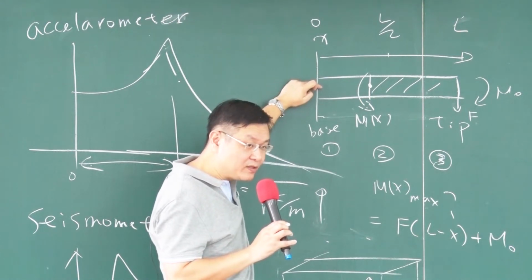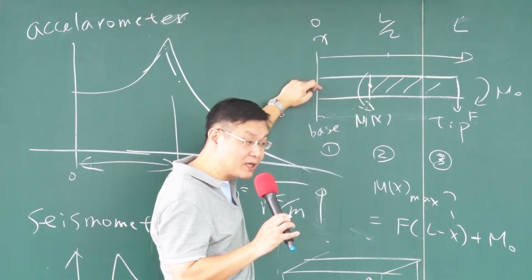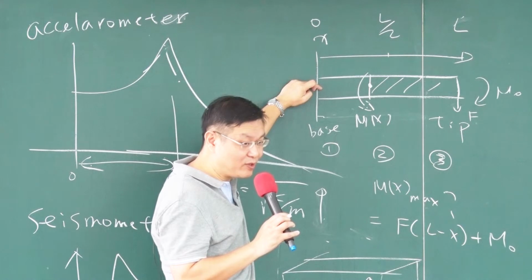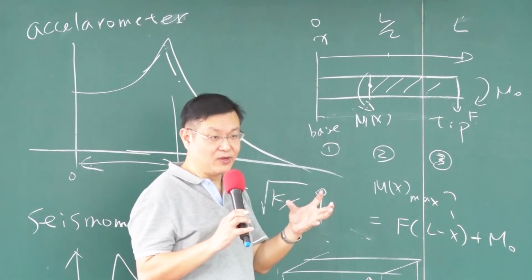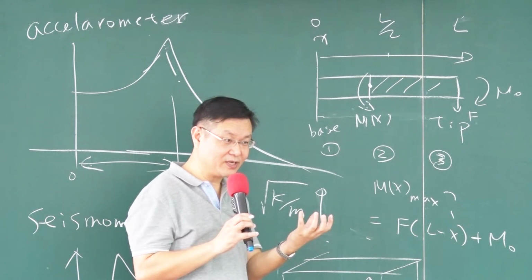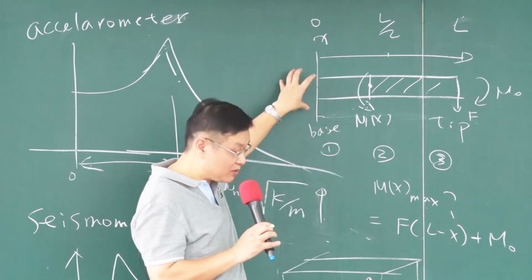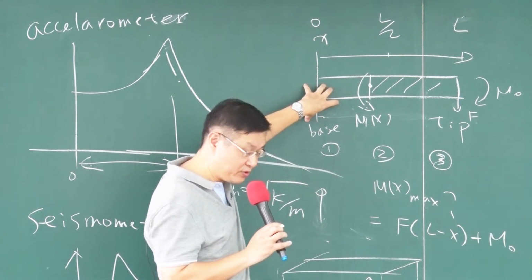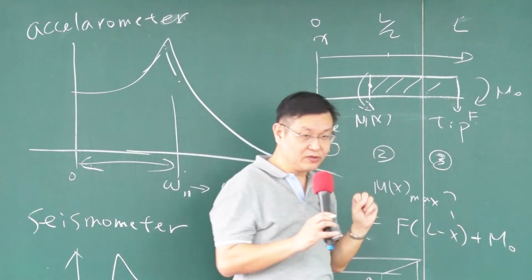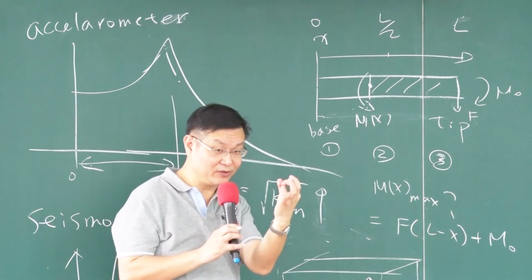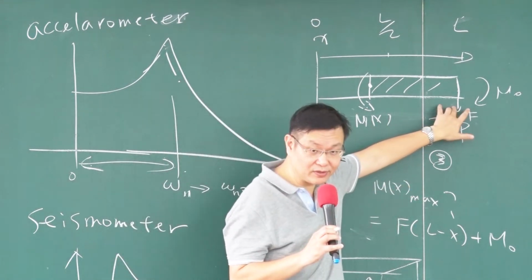So the bending moment will be proportional to what kind of important parameter? 1 over rho. What is 1 over rho? The curvature. So we're talking about curvature. Here at the base you get a large curvature, but at the tip, do you get any curvature? Zero curvature. At the tip, no curvature.